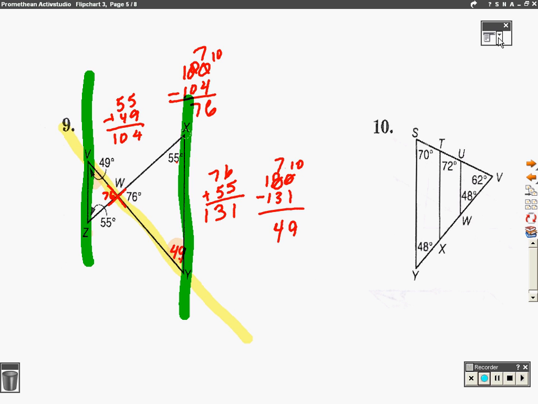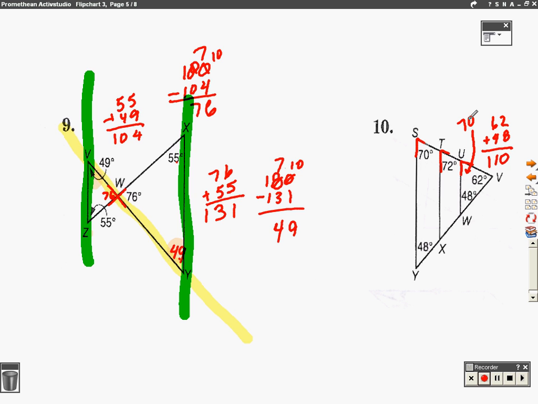This one right here, if this angle is 70 and this angle is 72, I could figure out what this angle is by adding these two up and getting 110, and then subtracting from 180, which means this angle right here is going to be 70 degrees.